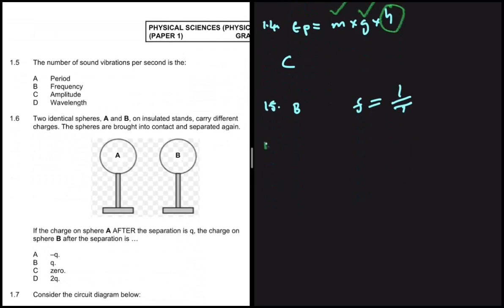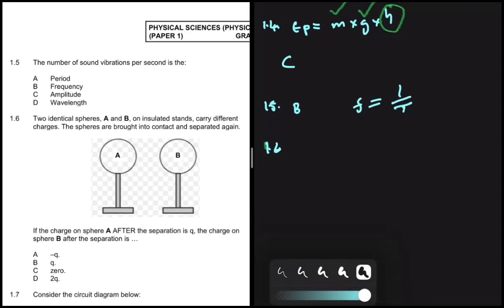Let's look at 1.6. In 1.6, we have two identical spheres, A and B, on insulated stands that carry different charges. The spheres are brought into contact and separated again. If the charge on sphere A after the separation is Q, the charge on sphere B after the separation is.